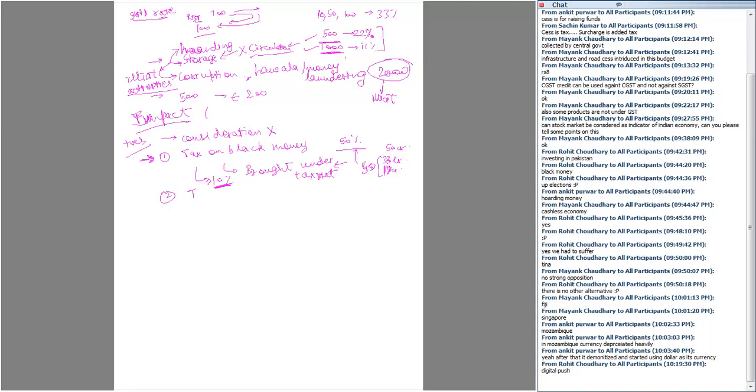Tax compliance has also increased. Tax compliance is essentially the same thing, only that people who were not really paying taxes or were hiding it. So somebody who is declaring black money has been brought under the tax net. And with tax compliance, if somebody was paying taxes but maybe evading them, they have effectively become more regular in paying taxes.